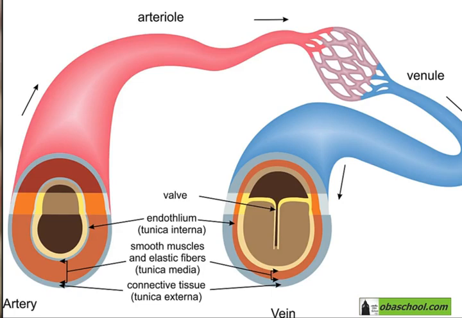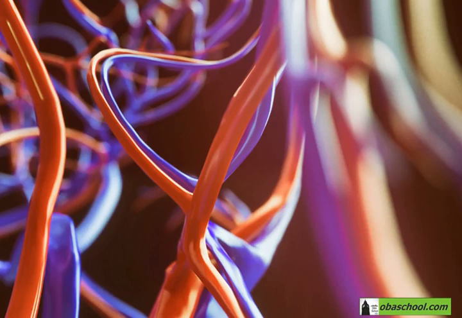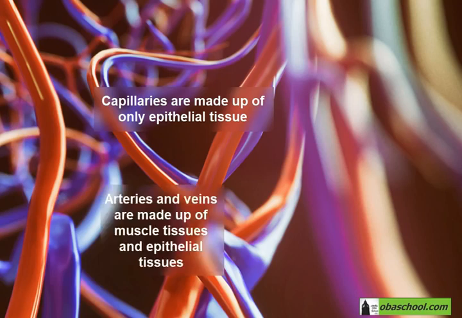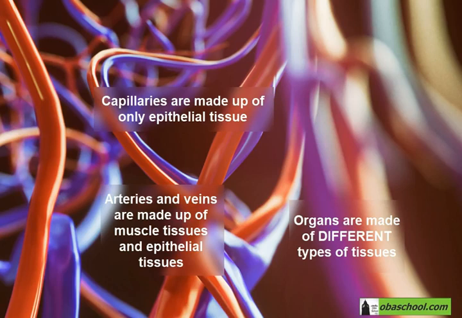However, they're not organs. The difference is that capillaries are made up of one type of tissue, which is epithelial tissue, whereas arteries and veins are made up of different tissues, including epithelial tissues and muscle tissues. So the key is that organs are made of different types of tissues that come together for one function.